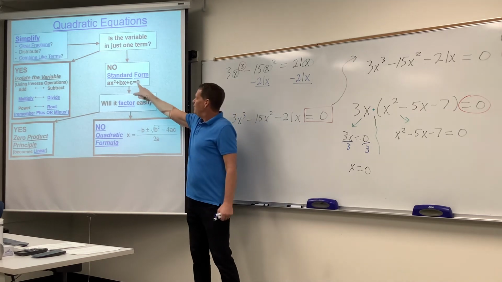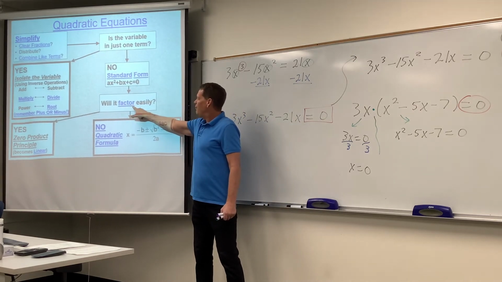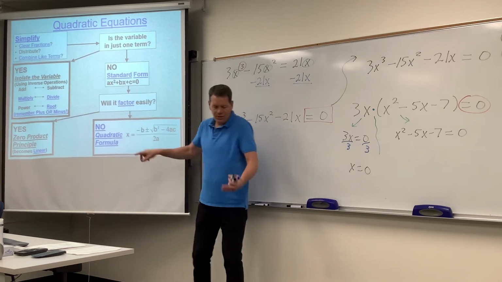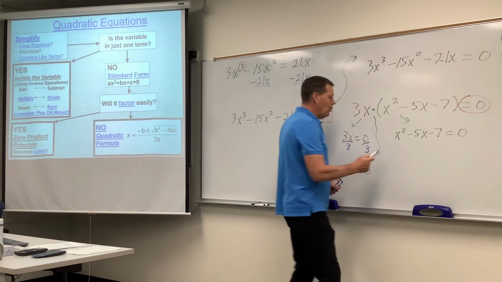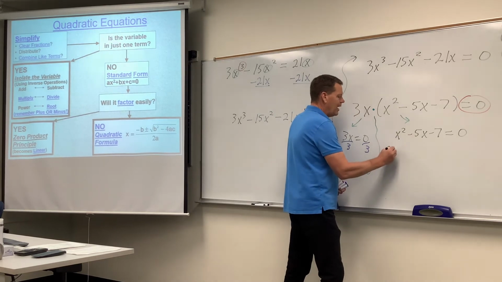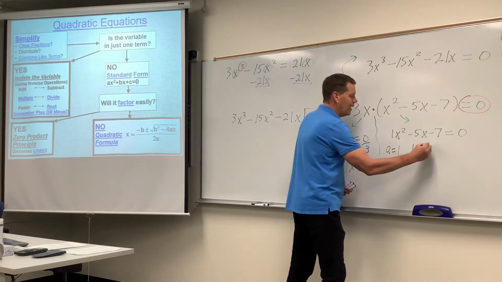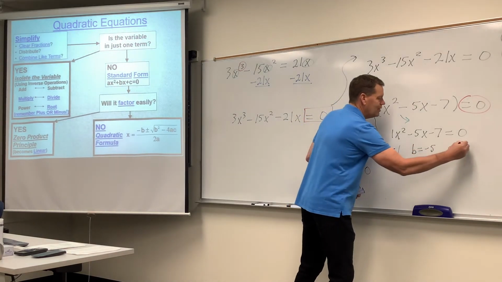So when you go back to the quadratic equation flow chart recipe, where are we on this? We already have it in standard form. We've already talked about the fact it won't factor. Guess what? We get to do the quadratic formula. That's just the way it is. So here we would identify a would equal 1. That's a 1x squared. b would equal -5. And c would equal -7.